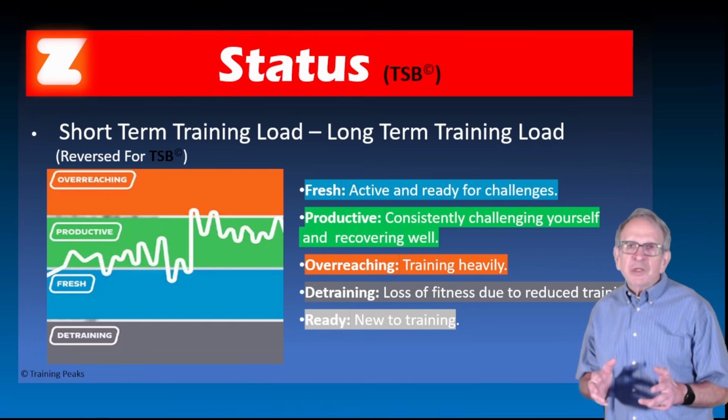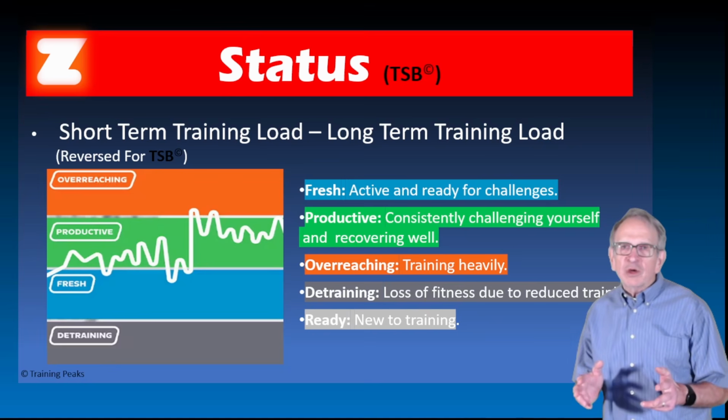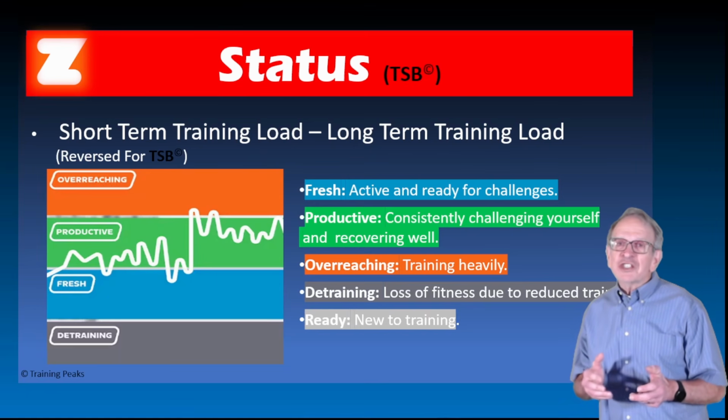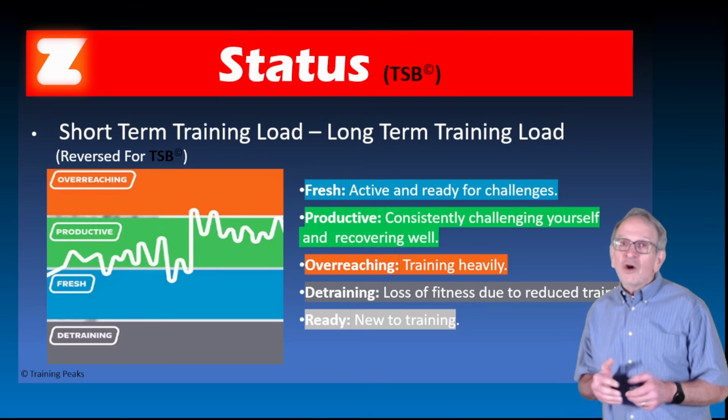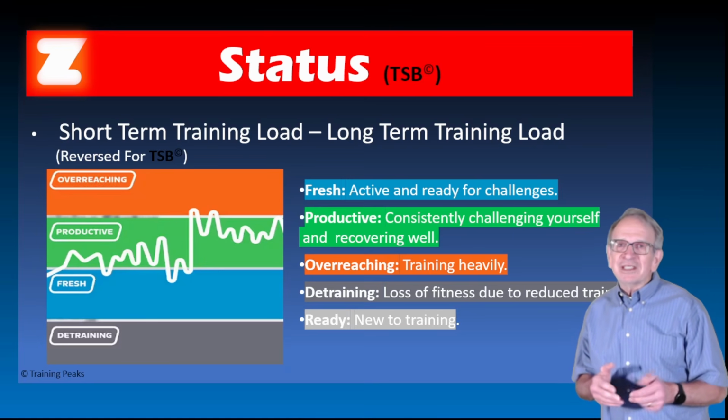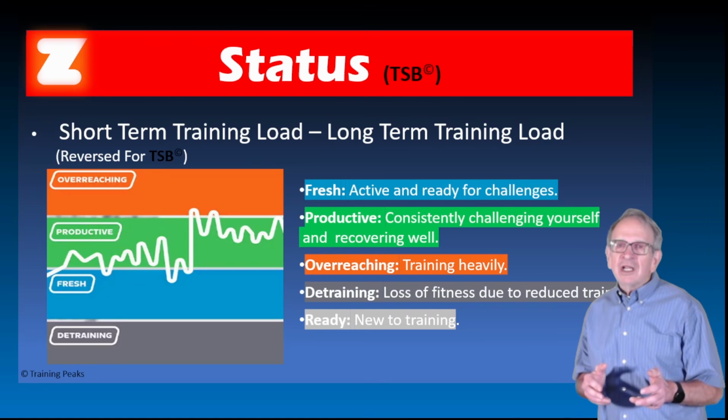Depending on that difference between short-term and long-term training load, Zwift places your status into one of 4 categories. There's fresh, active and ready for challenges. Productive, consistently challenging yourself and recovering well. Overreaching, training heavily, or maybe I should really say training too heavily. And detraining, loss of fitness due to reduced training.